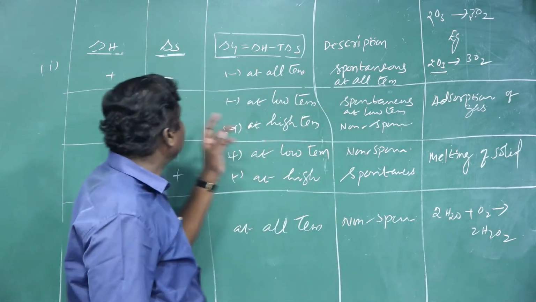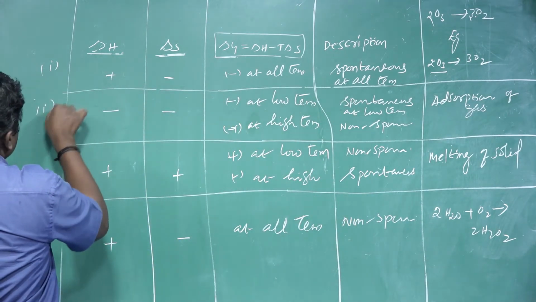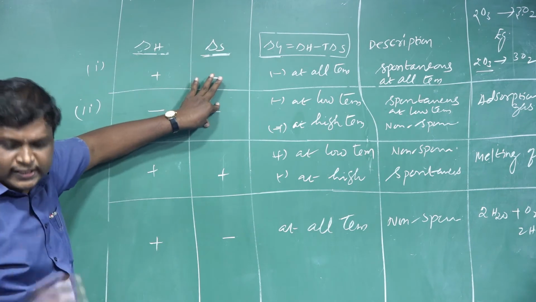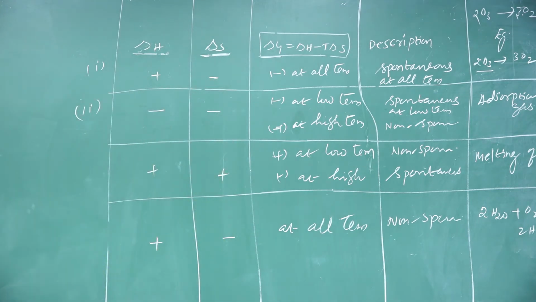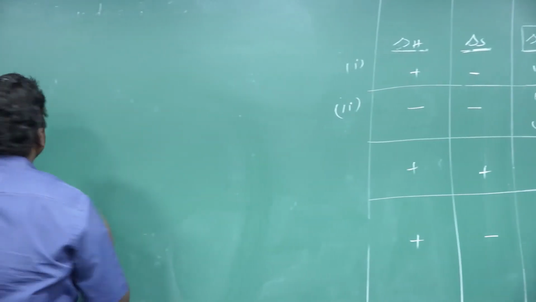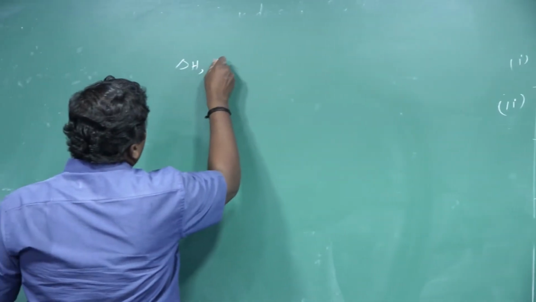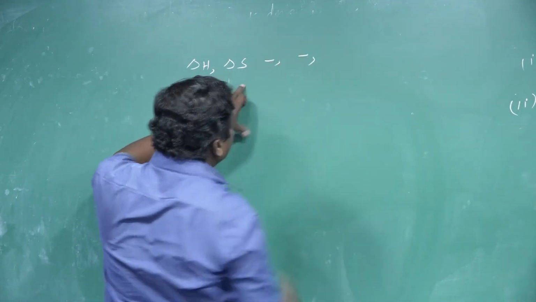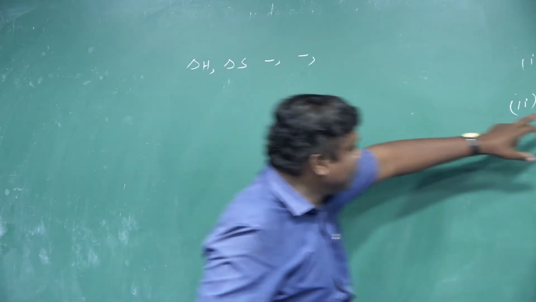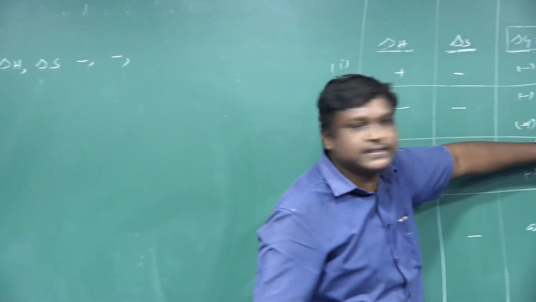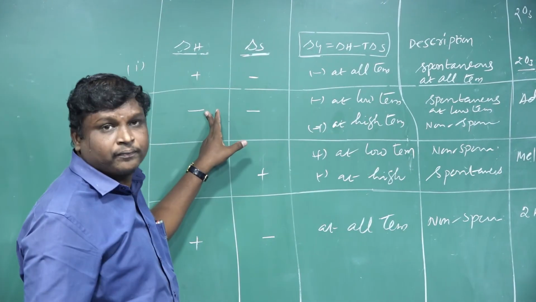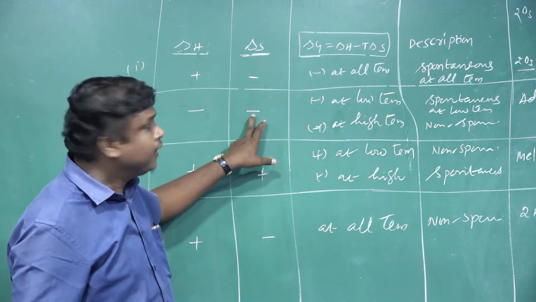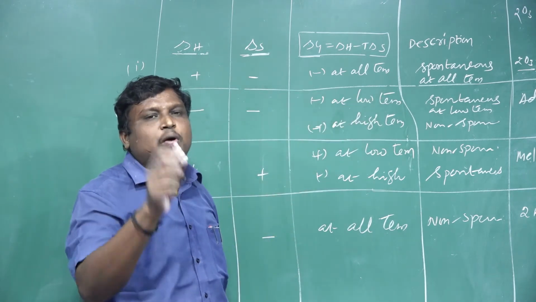Second condition: del H is negative and del S is negative. Both are negative. So at low temperature the del G value becomes negative, and at high temperature it becomes positive. With enthalpy and entropy both negative, at low temperature the reaction becomes spontaneous.